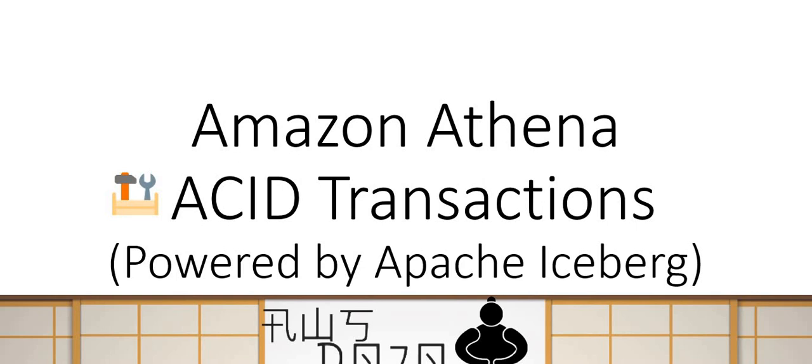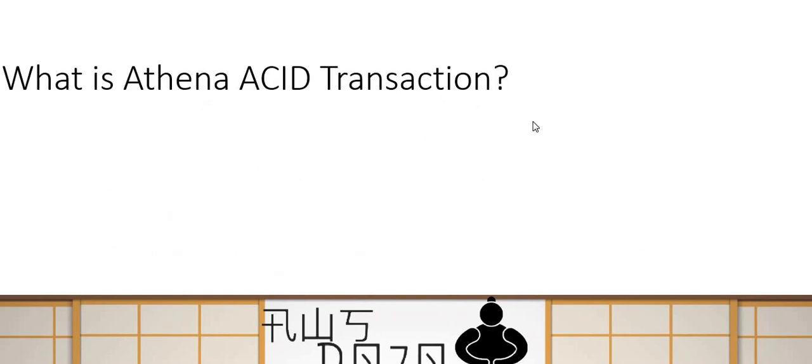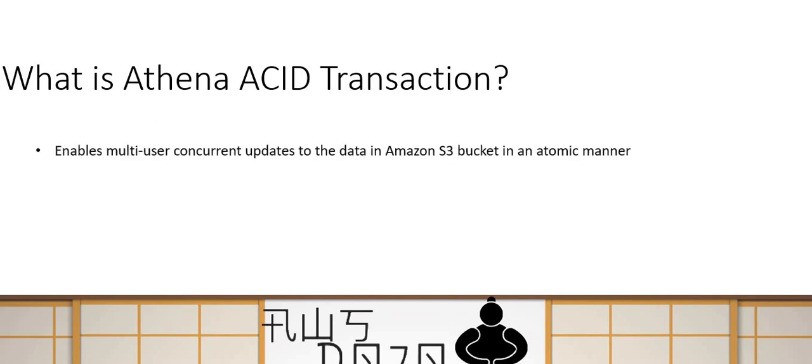Today we are going to talk about how you can perform ACID transactions in Amazon Athena using Apache Iceberg tables. So let's get started. First, let's try to understand what exactly an ACID transaction is, and then we'll see how we can achieve ACID transactions in Athena, and especially how to use Iceberg tables to leverage ACID transaction features in Athena.